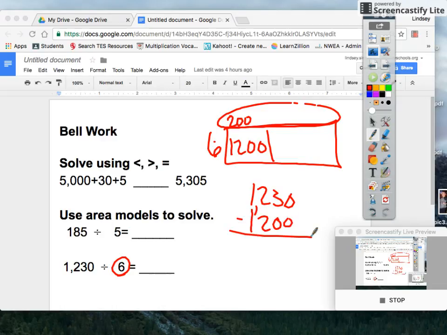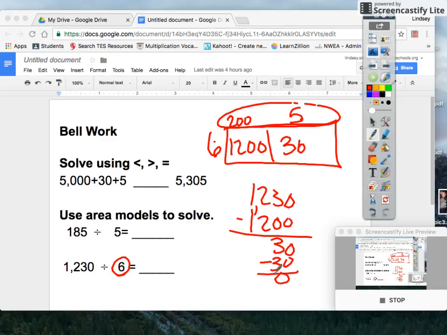It's important that we have that running total, because if we don't have that running total, we don't know where we are. So we have 30 left of our goal of 1,230. How many 6s are in 30? Thank you for raising your hand, Kodasia. 5. So 5 times 6 is 30. Subtract it. Got to 0. So I knocked out all of my goal, 1,230.